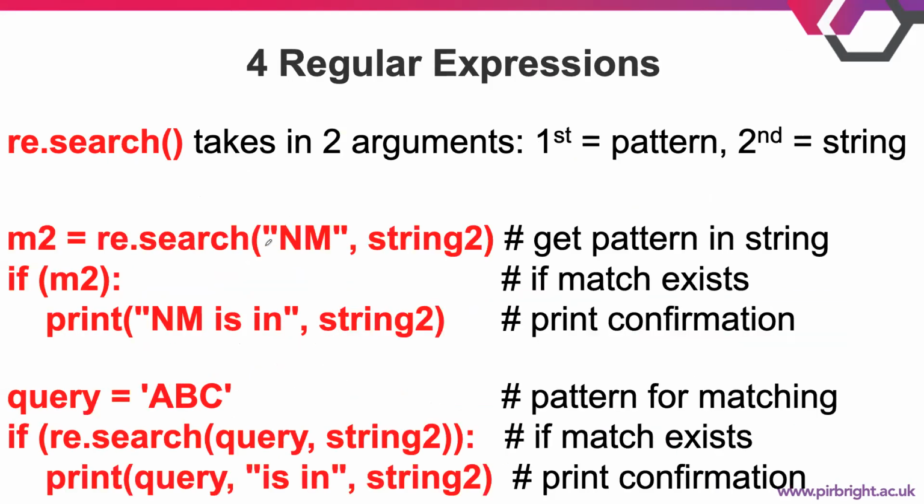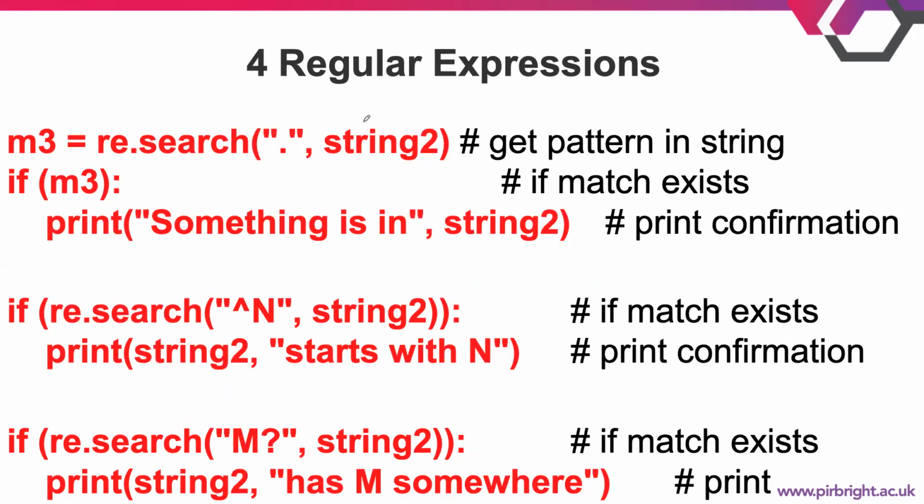Then re.search takes in just 2 arguments, the pattern and the string. So this will search to see if that pattern is present in the string, and it returns true or false. If m2 exists, then we found the pattern inside the string, and we say NM is in this string. In the same way, if we have some query ABC, we can search for the query in our string and say yes, it is in there if that evaluates as true. So that's re.match, re.sub, and re.search, for matching, substitution, and just searching.